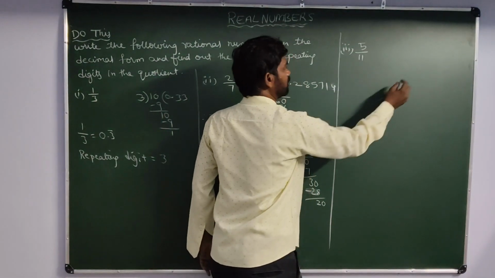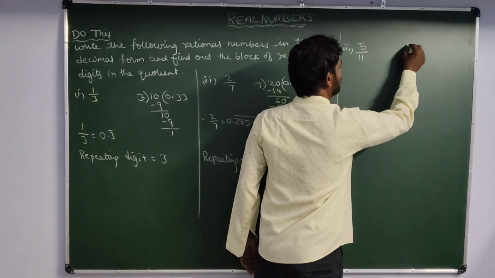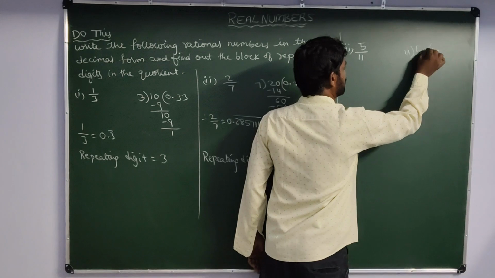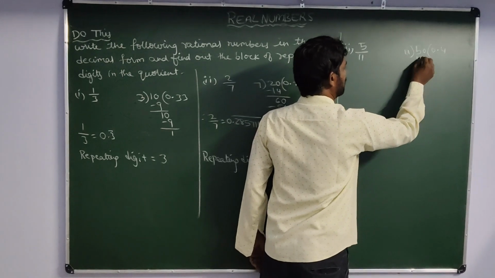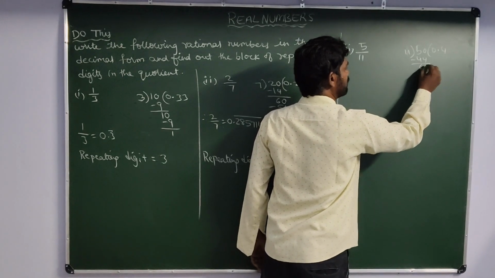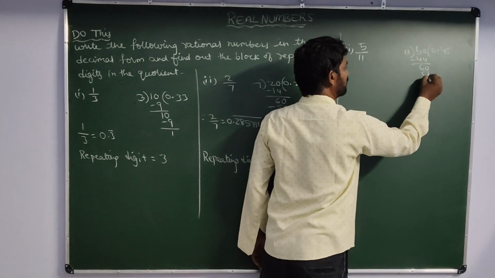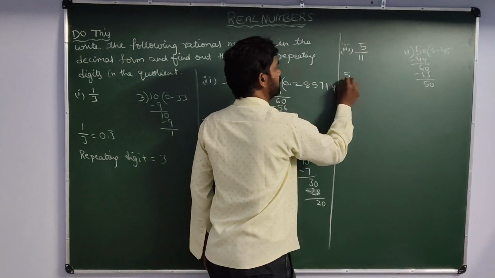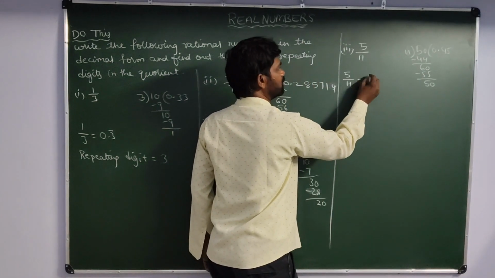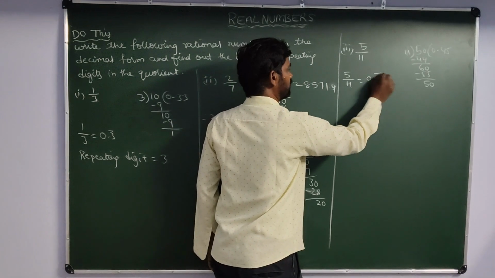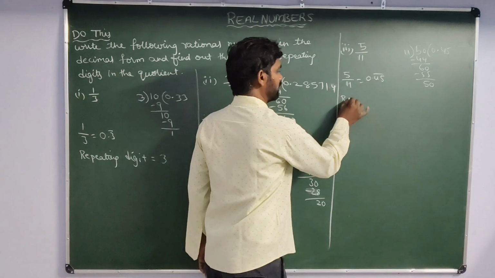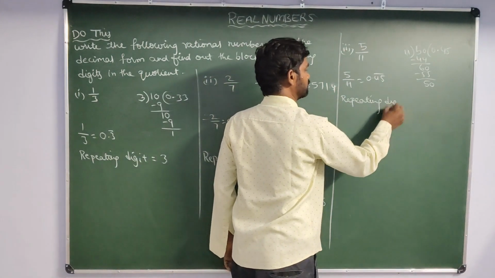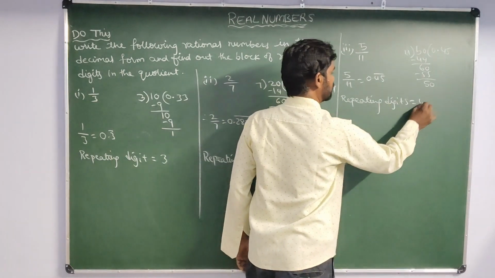5 by 11. Now divide 5 by 11. So 0.0. 11 4s are 44. 60. 11 5s are 55. 50. So we get 5 by 11 is equal to 0.45 bar. Therefore the repeating digits are 4 5.